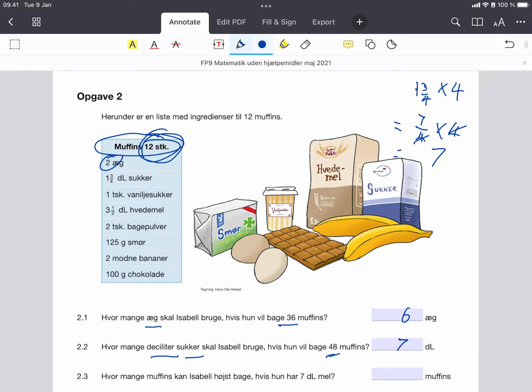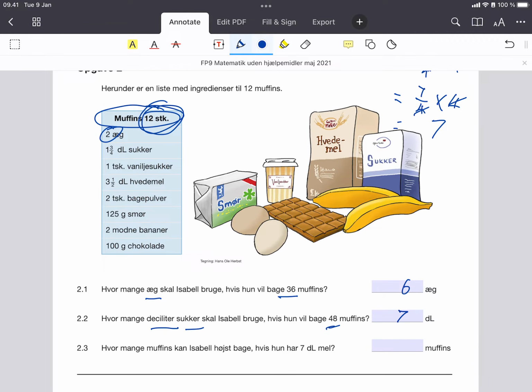Okay, question 2.3. How many muffins can Isabel bake at most? Excuse me. If she has 7 deciliters of flour. Okay, well, at the moment, the recipe she's got is involving 3.5 deciliters of flour. Hopefully you can spot straight away that 3.5 times 2 gives you exactly 7, so she can bake 2 times as many as the recipe. So 2 times 12, 24 muffins, assuming she has all the other ingredients, of course.